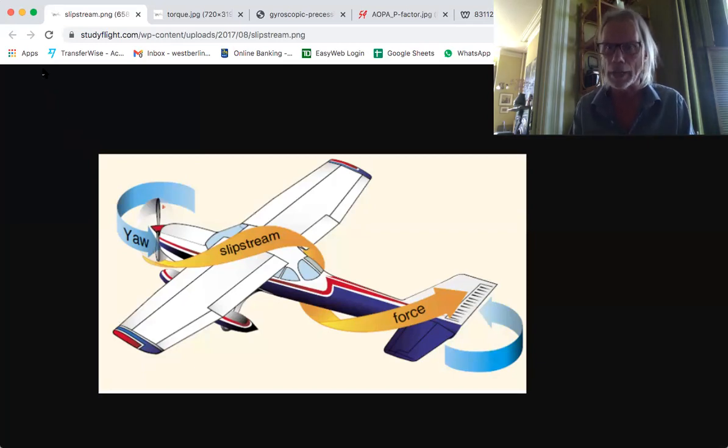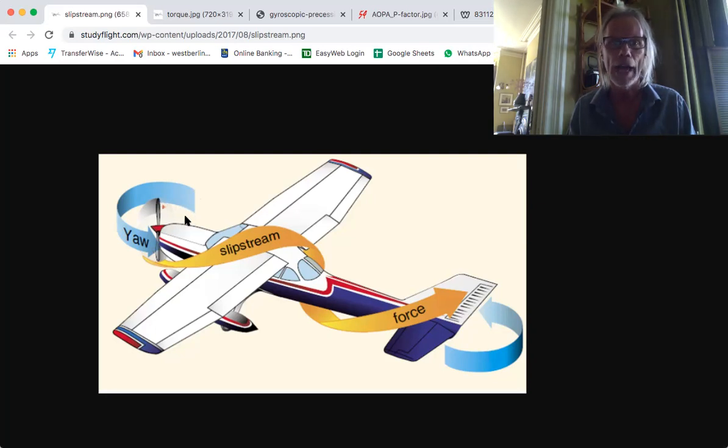Now, in airplanes that are manufactured in North America and much of the Western world, but not all, the propeller spins clockwise from the pilot's point of view. And from standing in front of the airplane, if you're looking at the propeller, it's spinning counterclockwise. All right, so you can see in the image here that the propeller is spinning in this direction, clockwise.